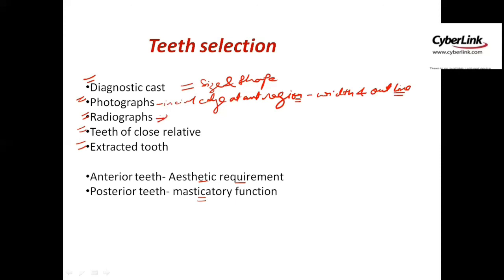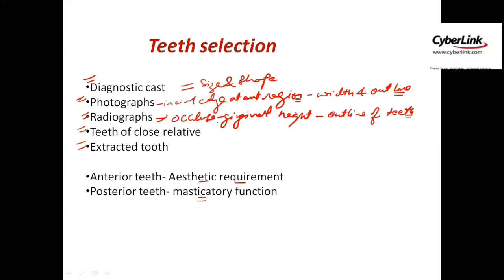Radiographic errors are a major limitation to this method. Occlusogingival height and the outline of the teeth can be recorded, but the contour and size cannot be accurately determined because radiographs are two-dimensional. So we can record occlusogingival height and outline of teeth.